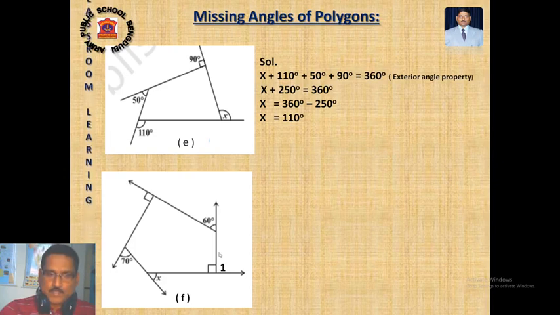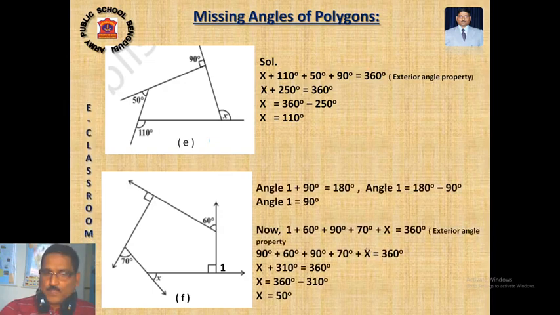Now 90 plus 60 plus 90 plus 70 plus x will be 360 degrees, because the sum of exterior angles of any convex polygon is 360 degrees. Calculation: this is 90. Now 1 plus 60 plus 90 plus 70 plus x is 360 degrees, the exterior angle property. So after adding all this, x plus 310 equals 360, or x equals 360 minus 310, 50 degrees. So here the value of x is 50 degrees.